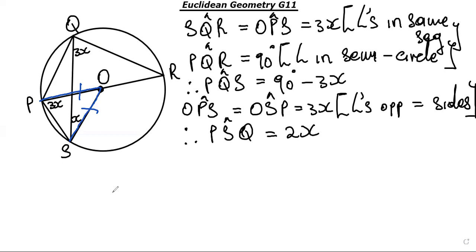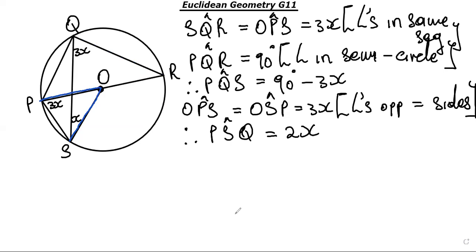And then the next question for 2 marks, this is what it's asking from us. It says determine the size of angle PRQ. So which one is that? PRQ, this angle. So it's only for 2 marks. It means we can go straight to it.